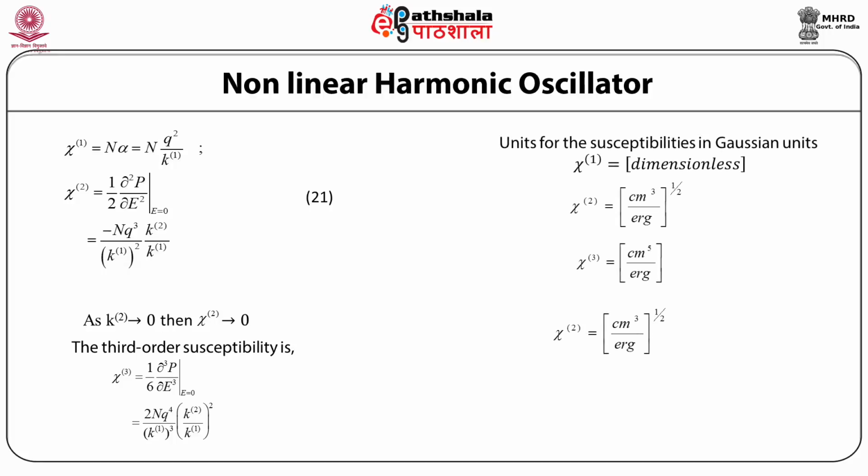Now, the units of susceptibilities in Gaussian units: chi1 is dimensionless, chi2 is represented as centimeter cube per erg to the power half, and chi3 is equal to centimeter to the power 5 divided by erg.